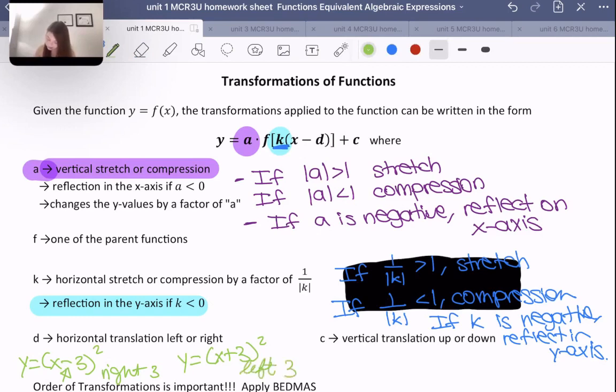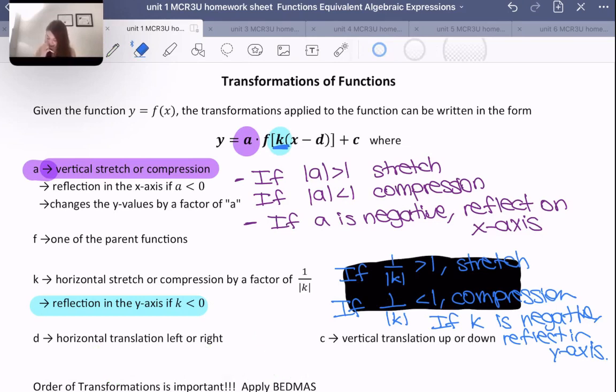Left 3. And so this is also a situation where it's the exact opposite of what we would assume it is, which is pretty interesting. So yeah, basically, horizontal translation, right or left, depending what D is. And then this next one is pretty straightforward. Vertical translation, up or down.